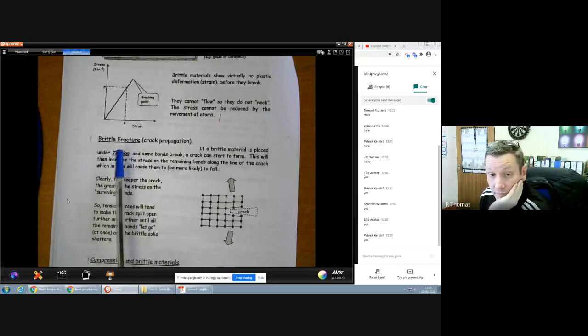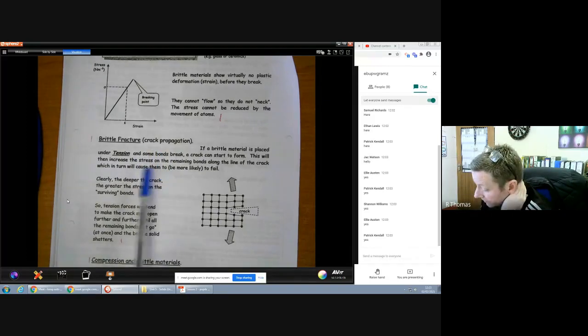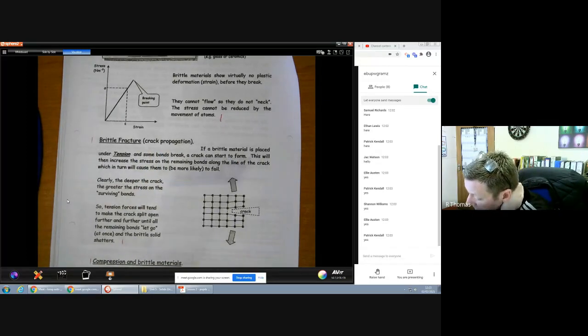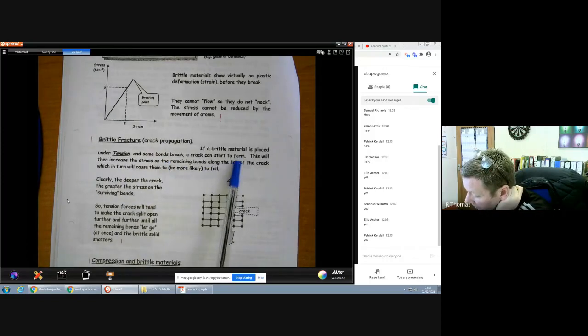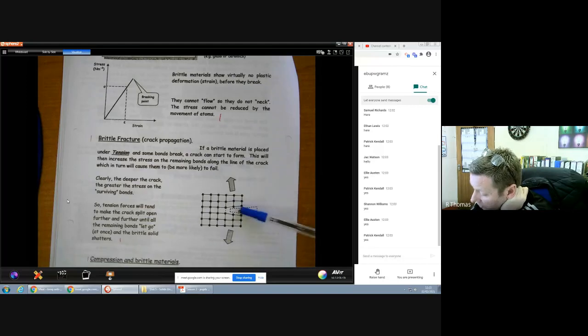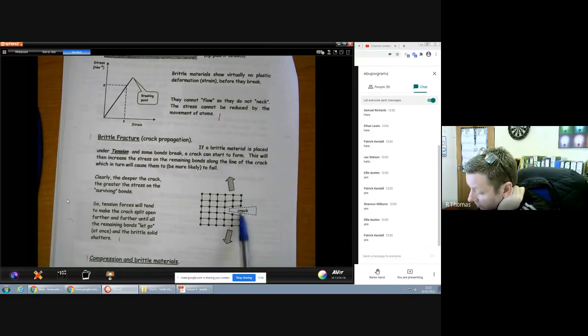The fracture in a brittle material like glass is due to something called a crack, okay, and crack propagation. If a brittle material is placed under tension, basically it's been stretched or pulled or has a weight on it, some bonds will break and a crack will start to form. So look at this very crude diagram here. There's a bond missing there and a bond missing there. So here is the formation of the crack.